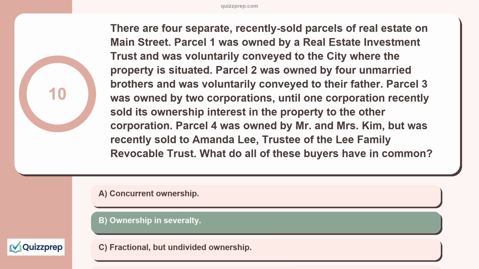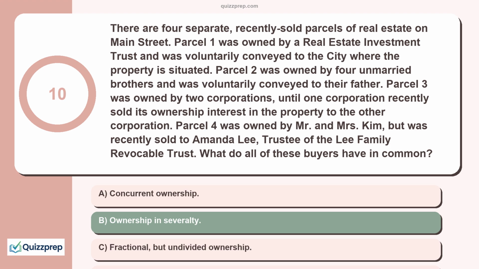Ownership in severalty occurs when there is only one owner of a parcel of real estate. The owner can be, for example, an individual, a corporation, a governmental entity, a trust, or a partnership. As long as it is sole ownership, it is an ownership in severalty, aka an estate in severalty. Test-taking tip: this is frequently tested because of the word several in severalty.